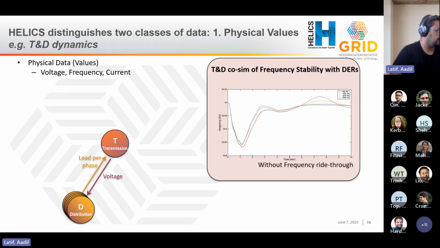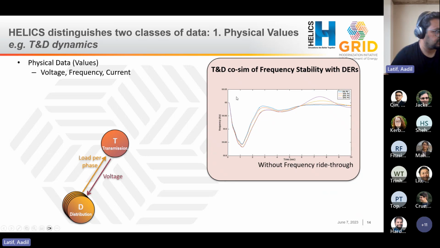In this very simple example, we've got a T&D simulation. All we're doing is the distribution system is passing voltage values at the feeder head to the transmission system. The transmission system is passing voltage values, and the distribution system is passing the aggregate P and Q values, so the aggregate power that is flowing through the substation, essentially.